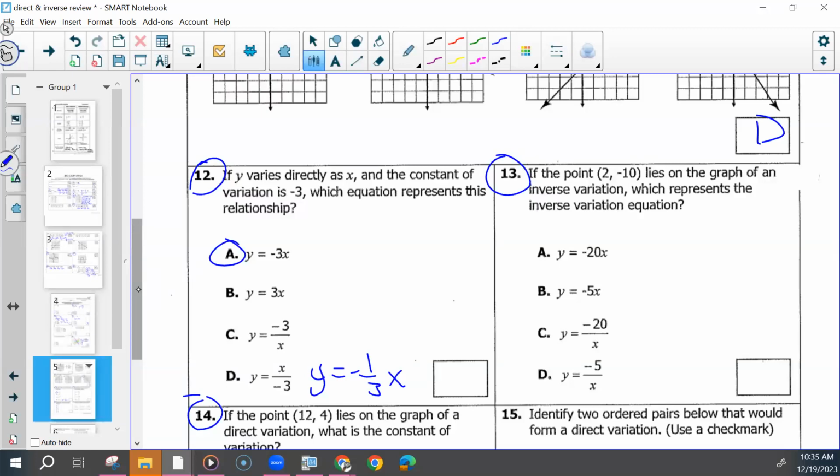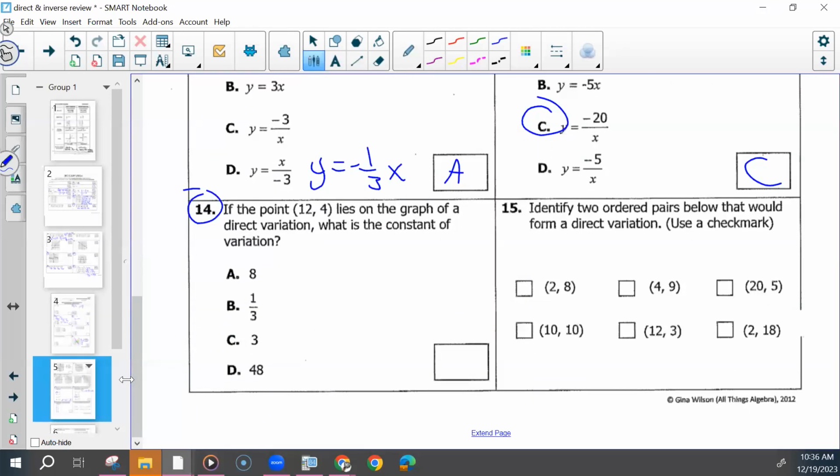For 13, they're telling us the point 2, -10 lies on the graph of an inverse variation, so we know we're using inverse, which represents the inverse variation. So first, we have to find K. How would we do that? And then we know it's inverse. Which of these would be our inverse variation equation? This is direct. This is inverse. So you have to read these carefully, make sure you are doing the right thing, because the wrong answers are there also if you do the wrong thing.